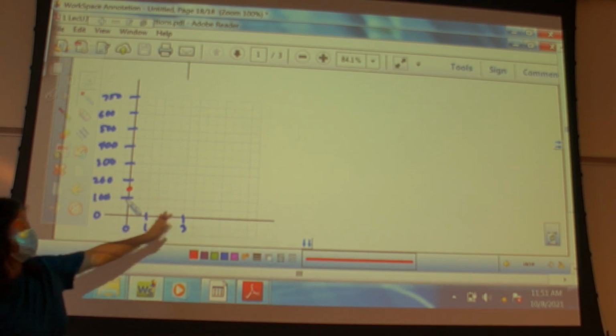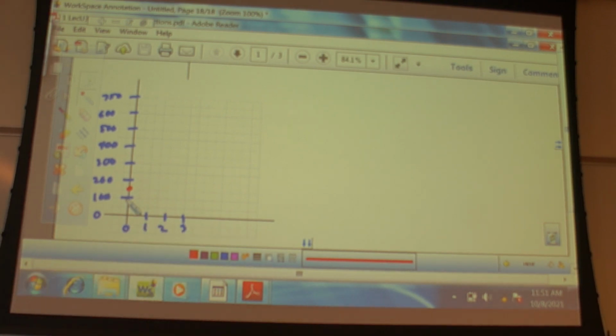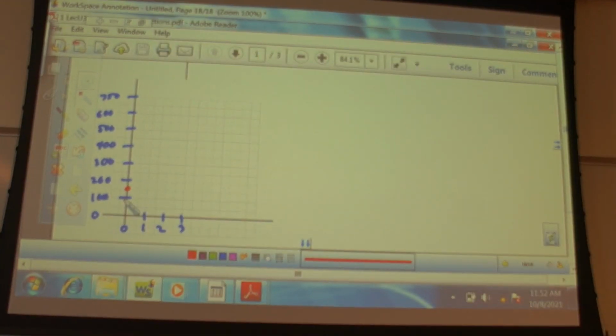Everybody find the other 3 points that you guys did on your little table right above. So I think everybody's got it. Let's take a look. 1 goes with 350, 2 goes with 550, 3 goes with 750. I just have to go up a little bit. And then just draw a line connecting those. Good? Everybody got that?